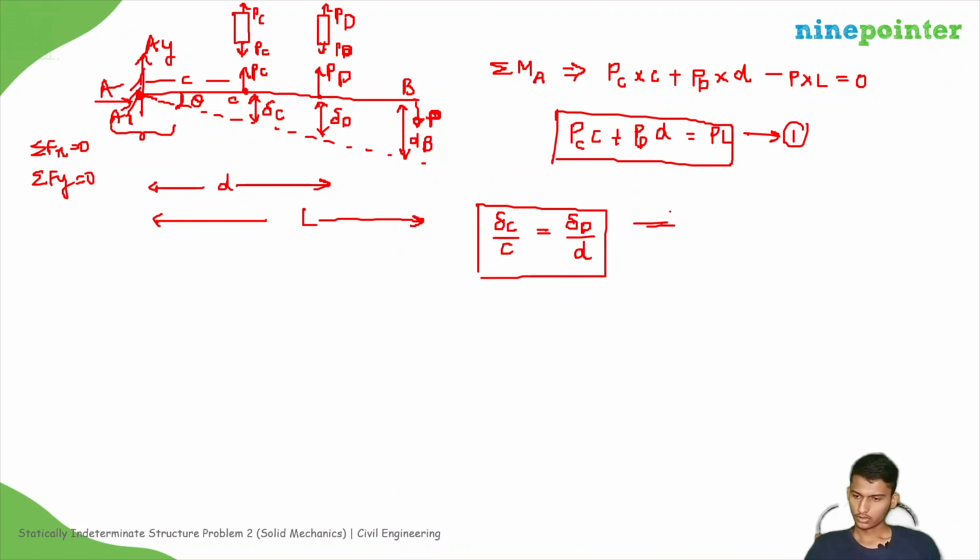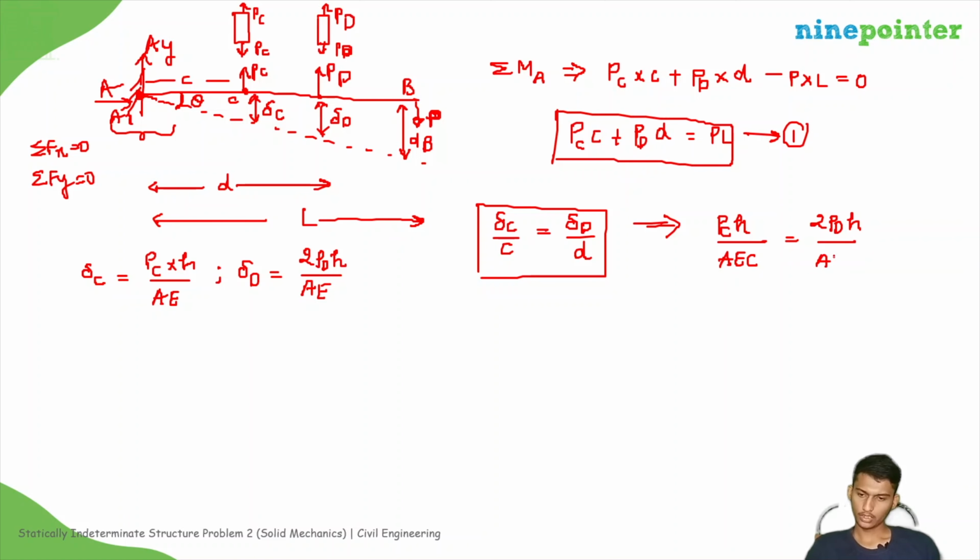From this you can write what is del C. Del C will be PC into length of rod at C, H, divided by A into E. Similarly, del D will be 2PD into H divided by AE because the length is 2H. So you will get PC H divided by AEC equals 2PD H divided by AED. So from this we will get PC divided by C equals 2PD divided by D. Okay. From this you can write PD equals PC into D divided by 2C.